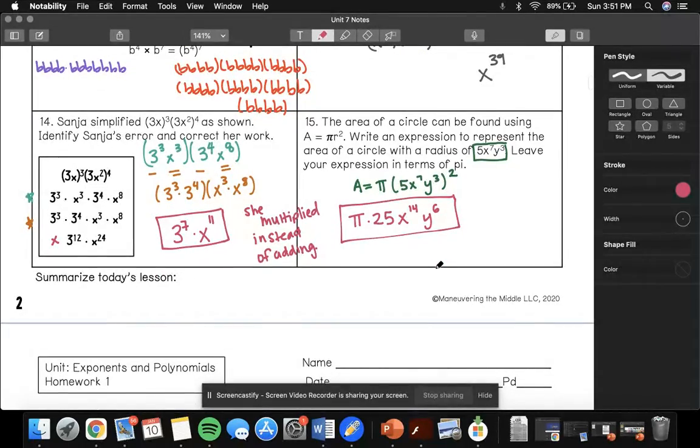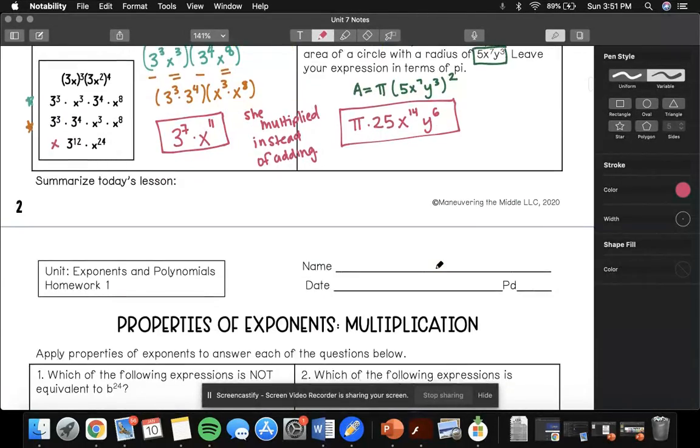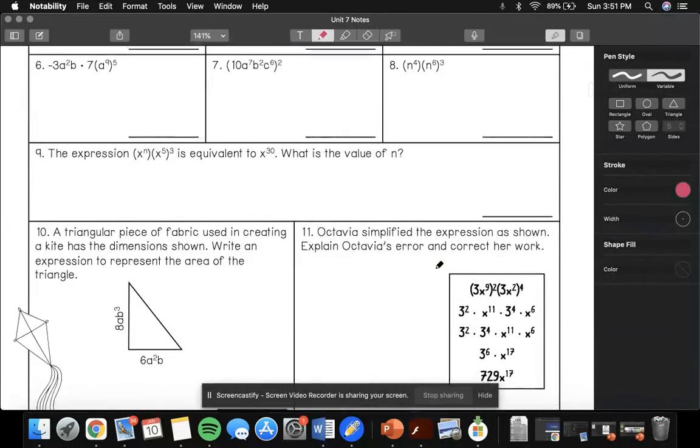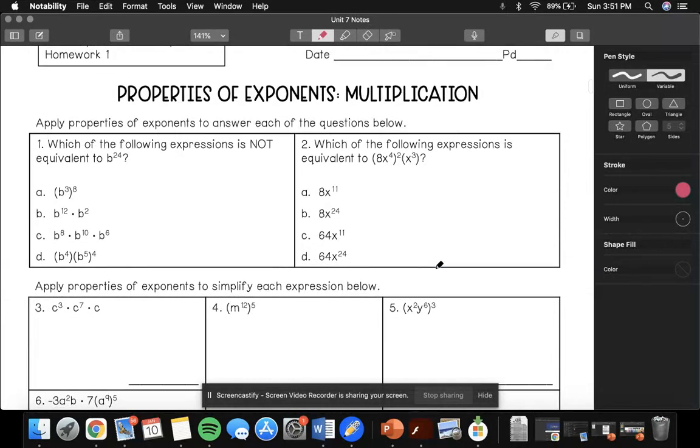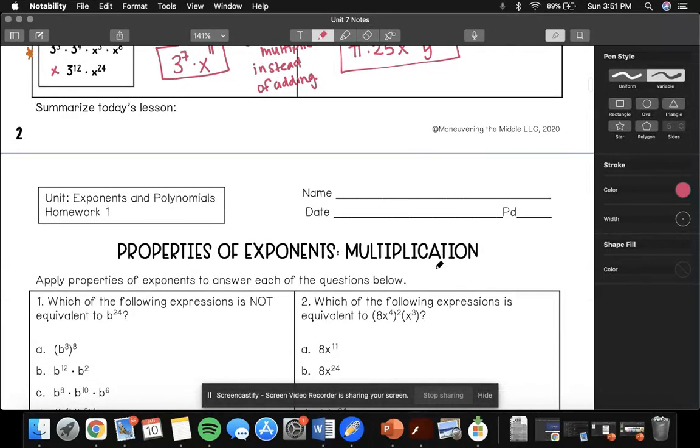All right, I hope you guys feel semi-comfortable with this. Today you're going to practice these 11 problems, and then we'll check it tomorrow and kind of see where we're at and then practice a little bit more. See you then.